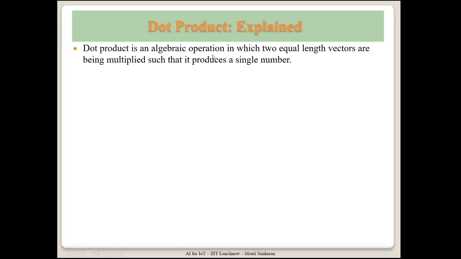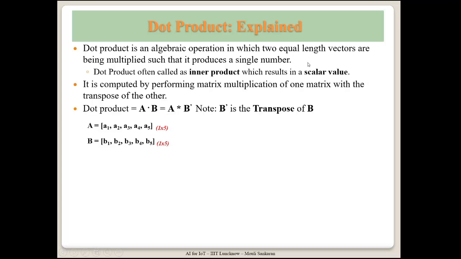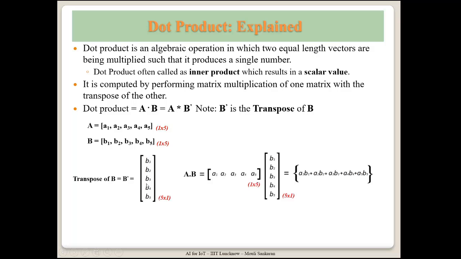So it's an algebraic operation in which two equal length vectors are multiplied. It's called the inner product, or a scalar value. When you do a dot product, I'm sure you are aware that it is matrix multiplication, where you are doing it on a transpose of a matrix, something like this. B prime is the transpose and we multiply it. Now the individual elements are getting multiplied and added.